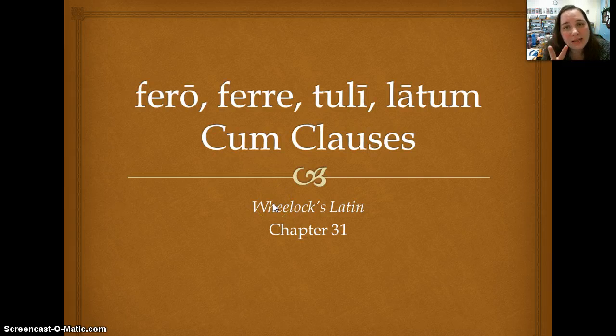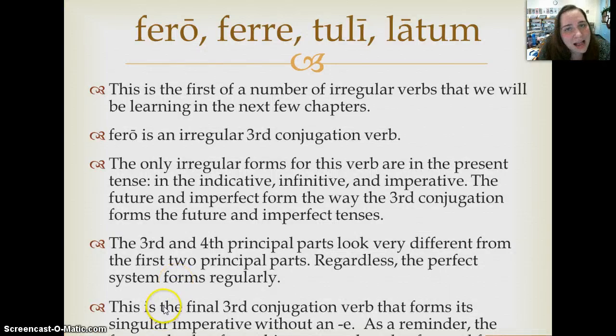There are two concepts that we need to talk about in this chapter. We need to look at the irregular verb fero, ferre, tuli, latum, and we need to look at another subjunctive subordinate clause, the cum clauses. Okay. We're going to tackle the irregular verb fero first.